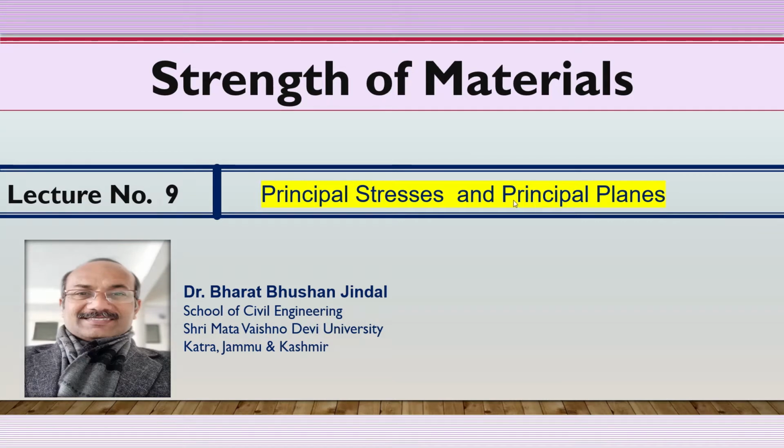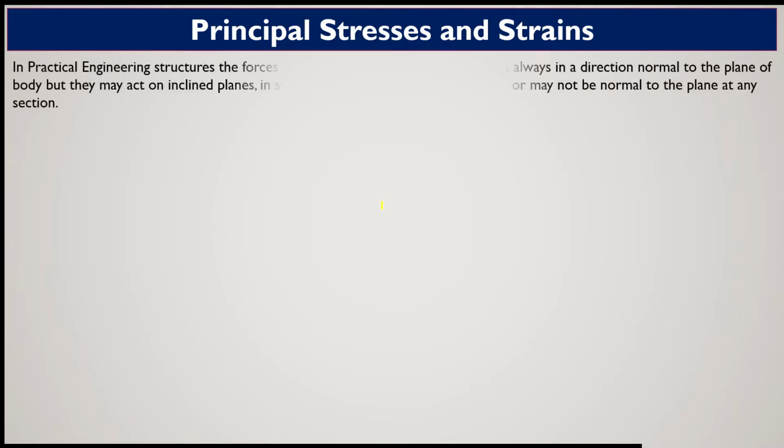So now in lecture number 9, we will be going to understand principal stresses and principal planes. Now let us understand. In practical engineering structures, that means the structures which we have built and they are subjected to forces or stresses acting on them, are not always in a direction normal to the surface of the body, but they may act on inclined planes also.